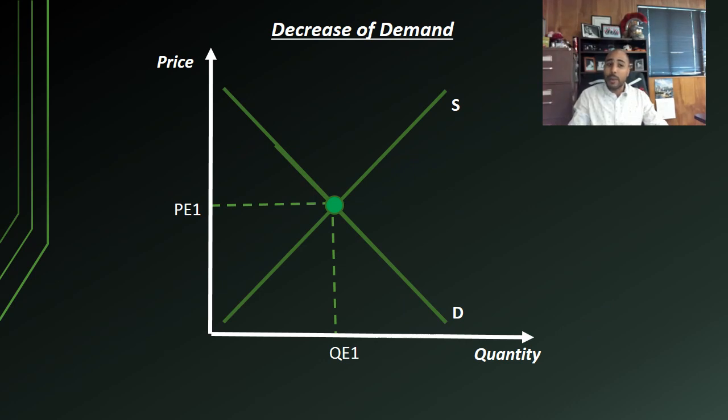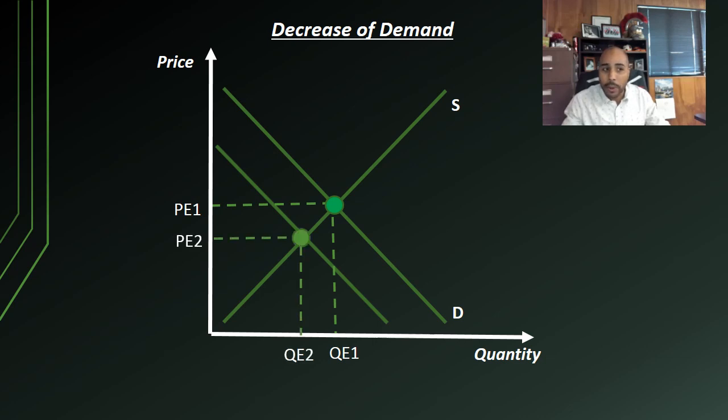All right, next up, a decrease of demand. Since we said a rightward shift is always an increase, that means a leftward shift is always a decrease. So this is what it looks like when demand decreases. It's going to shift to the left. You'll notice that when it shifts to the left, we've created a new equilibrium.